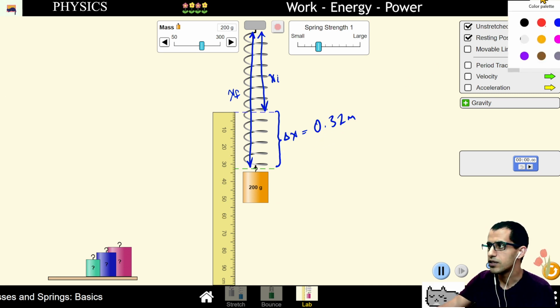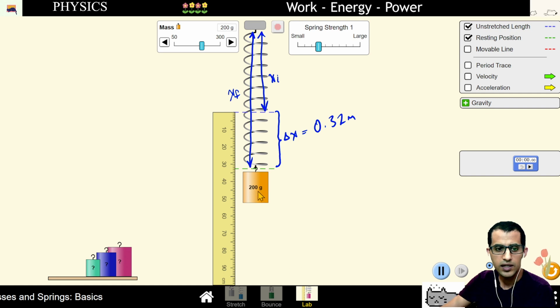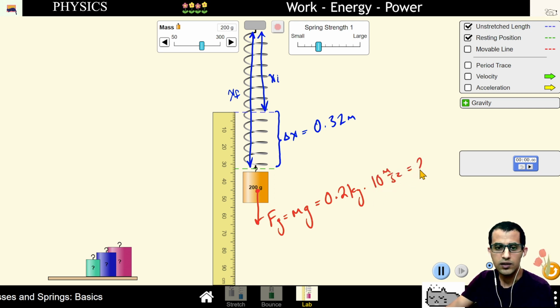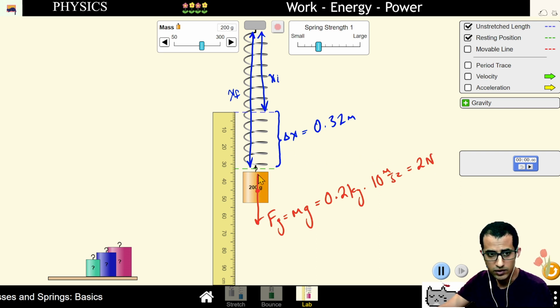Next, we need the force on the spring, and that force is going to be equal to the weight of this mass. The weight here is equal to m times g. The mass of this thing is 200 grams, so I'm going to convert that to kilograms. That's 0.2 kilograms. We're going to multiply by 10 meters per second squared for gravity, and so we get a weight equal to 2 newtons. And so because this mass is in equilibrium, the spring must be applying that same force. So the force from the spring is also 2 newtons.